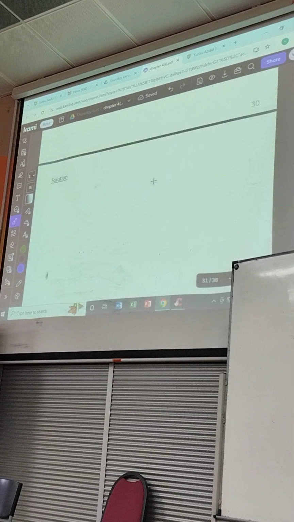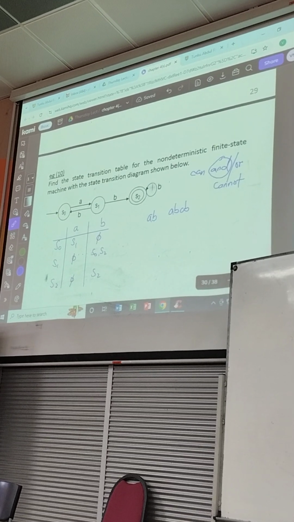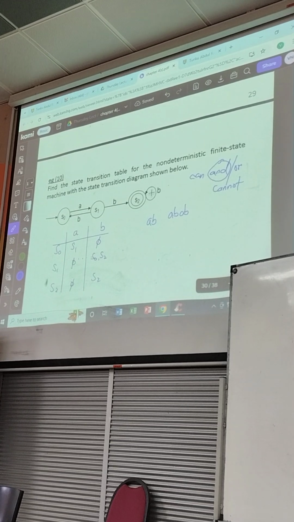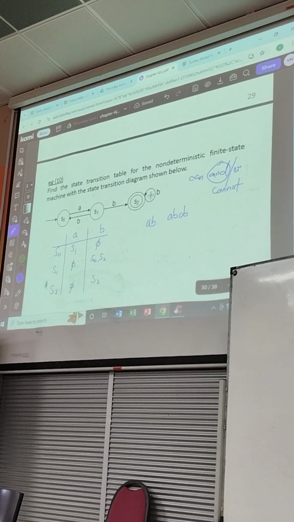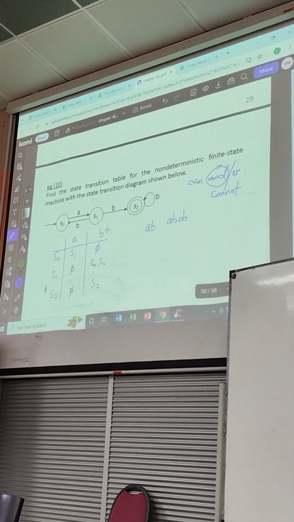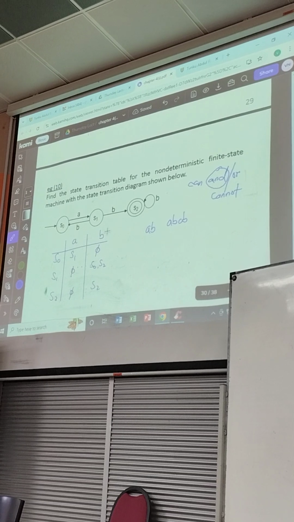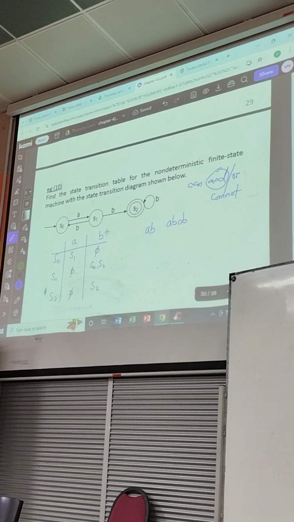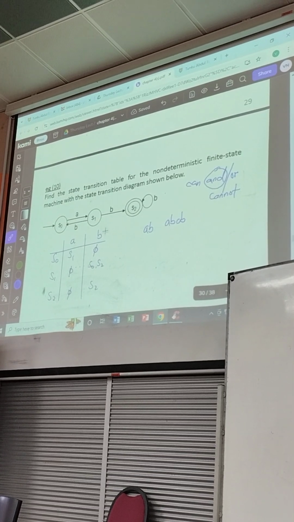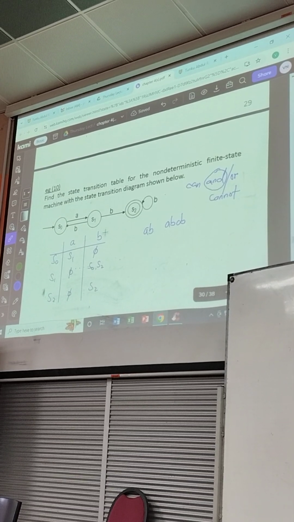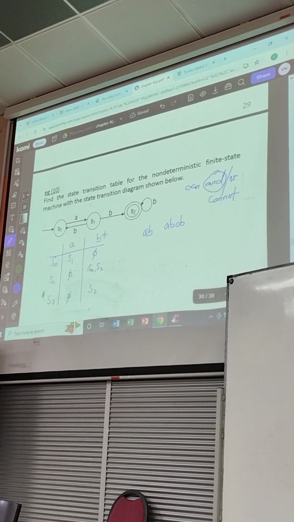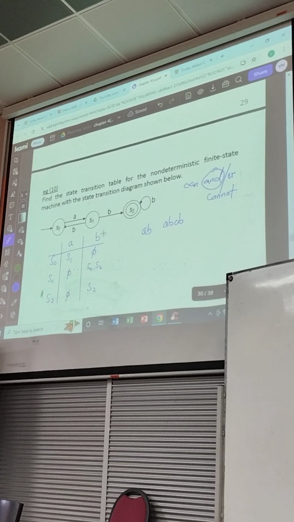In general form, how should we write the LM? Refer to the diagram. How to write the LM? Like your LG. How you write the LG from the master diagram? This one is how you write the LM from the state transition diagram.